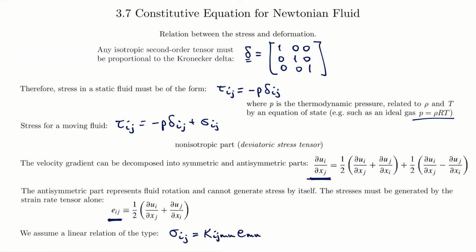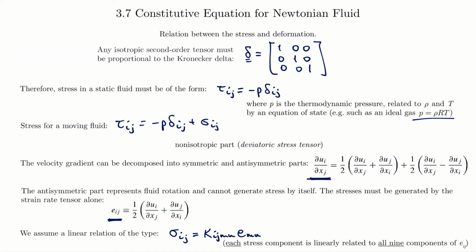Okay, and this Kijmn that I've written here is a fourth order tensor that has 81 components that depend on the thermodynamic state of the medium. Okay, so what this equation says is that each stress component is linearly related to all 9 components of our strain rate tensor Eij. So therefore we would in theory need 81 constants to completely describe this relationship.